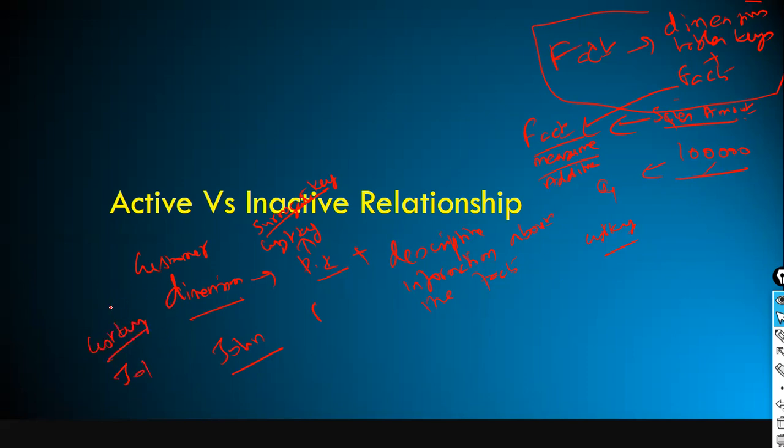This is available in the customer dimension. You have the customer key for John, which is J01, and the customer name is John. If I say the customer key J01, the revenue we generated from customer J01 is 100,000. If I say J01, will you be able to understand?